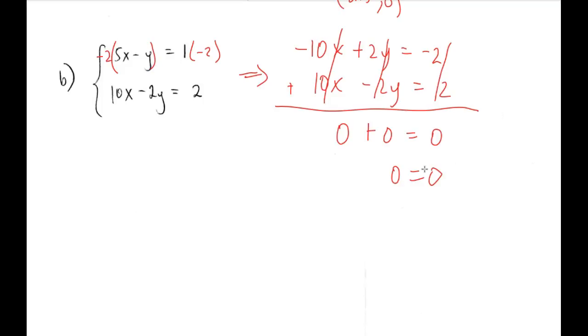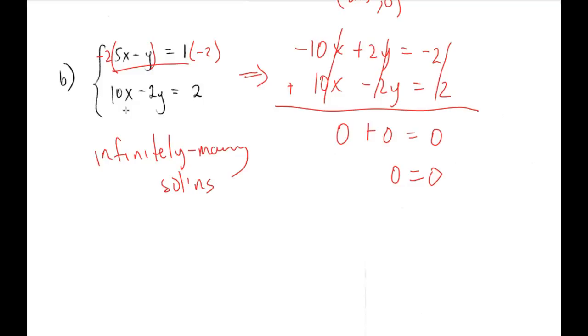When we have an equation where both sides are equal to each other like this, we know that there are infinitely many solutions. Basically, that means the line 5x minus y equals 1 is pretty much the same line as 10x minus 2y equals 2. The only difference is that the second equation is a multiple of 2 of the first one.